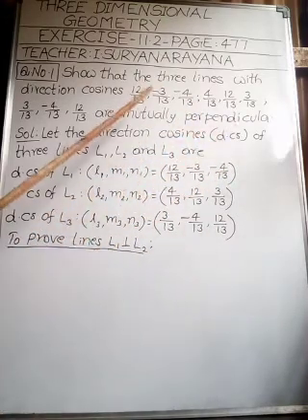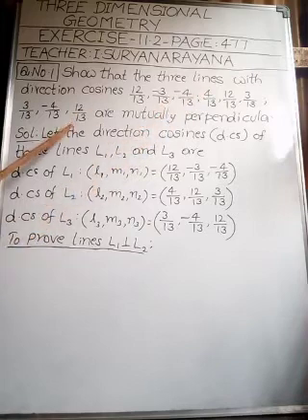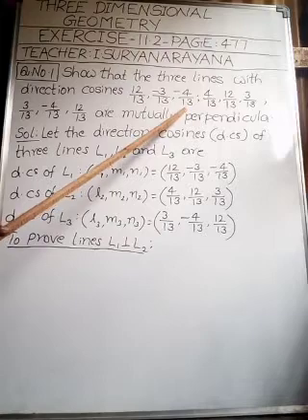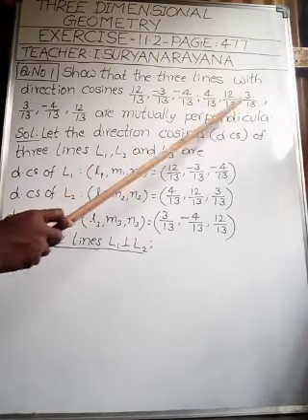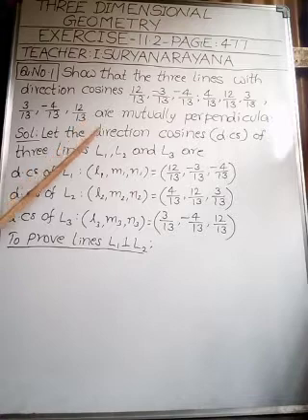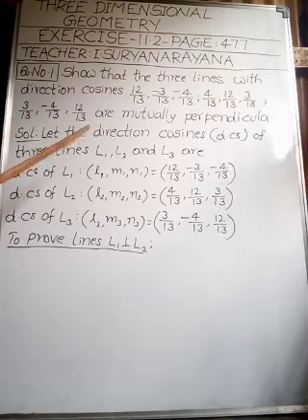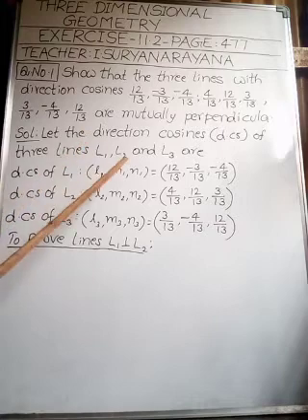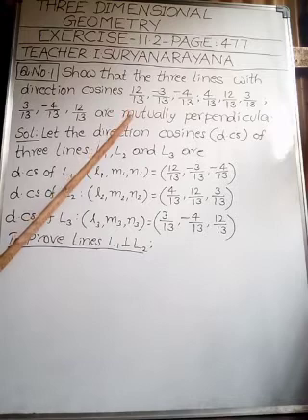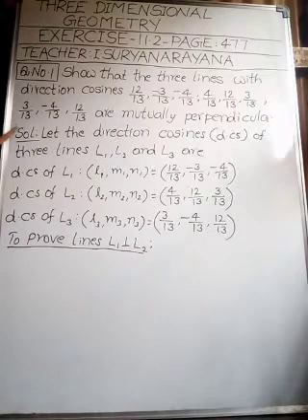Here, direction cosines of three lines are given like this. Now we have to prove that these three lines are mutually perpendicular. Let us consider this is the direction cosines of line L1, these three numbers are the direction cosines of line L2, and these three numbers are the direction cosines of line L3. So we have to prove that L1 is perpendicular to L2, L2 is perpendicular to L3, and L3 is perpendicular to L1. Understood this question, my children? Right. Come to the solution part.